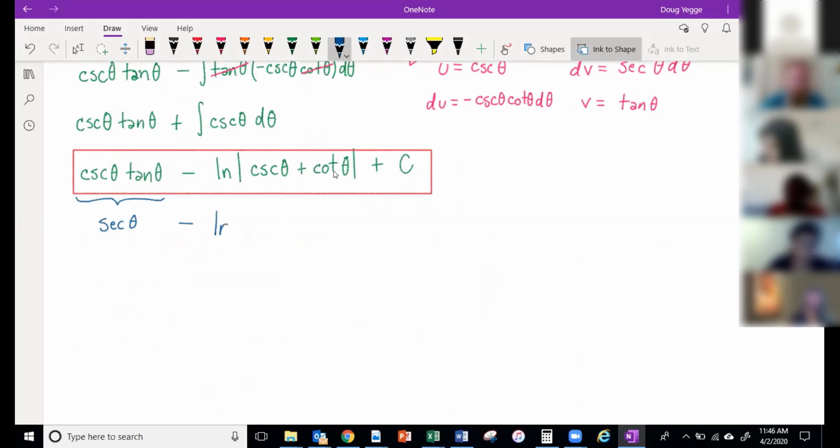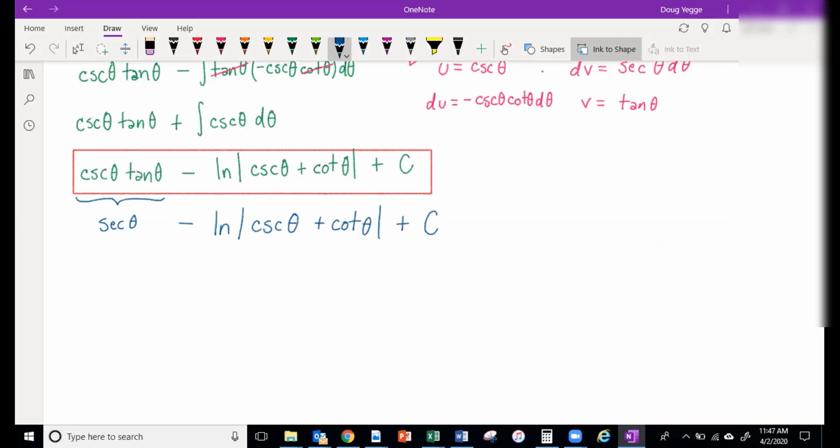Negative ln of the absolute value of cosecant theta plus cotangent theta. Now, if somebody left it in the form in the red box, that's obviously totally fine as well. It's the same thing. Somebody just noticed that maybe you could simplify that cosecant theta, cotangent theta. But this is where it's important to draw your triangle now.